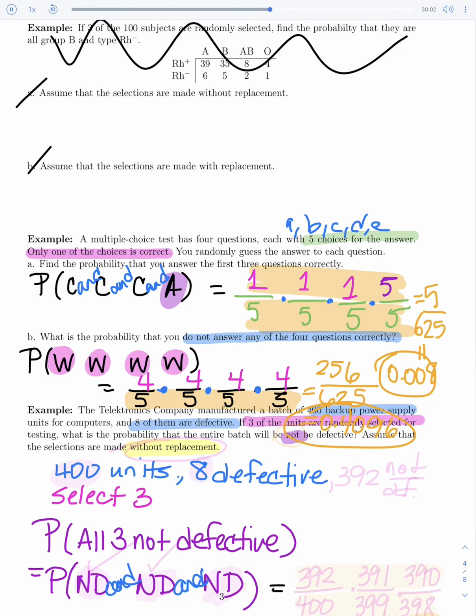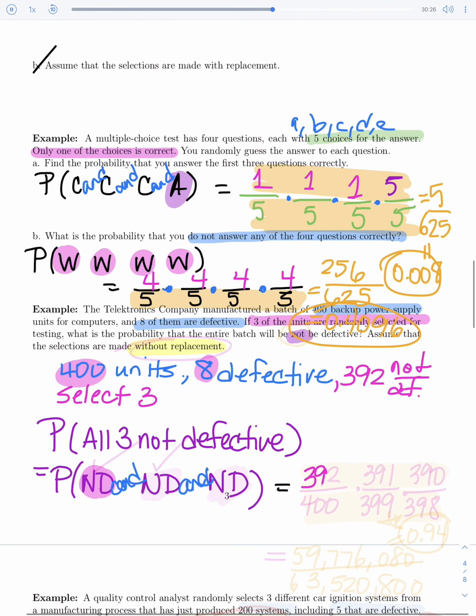Well, let's take a look. The probability for this first thing that I'm selecting to be not defective, well, you have to be careful here. If 8 out of the 400 were defective, what that means is that the other 392 were not defective. So the chance of the first one being not defective is 392 out of 400. Now, we said this before, we chose something that was not defective. We are not replacing it, so it is gone.